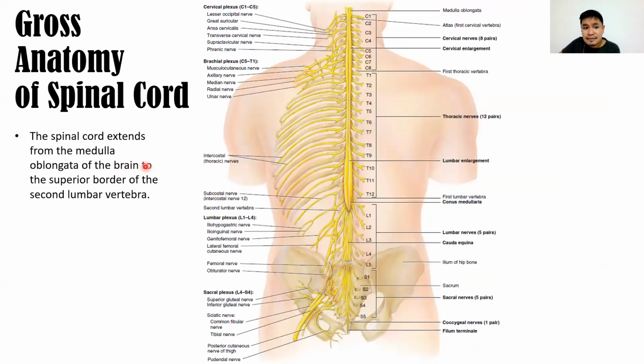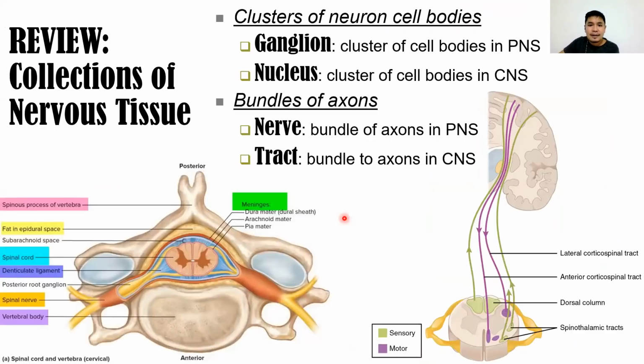The spinal cord extends from the medulla oblongata of the brain to the superior border of the second lumbar vertebra. We've discussed about this, papuntang superior border of your L2. Okay, let's try to review collections of nervous tissue again. Clusters of neuron cell bodies, we call it ganglion, like this one, when it's a cluster of cell bodies in the peripheral nervous system. However, if it's located in the brain or in the spinal cord, you call them your nucleus or nuclei, clusters of cell bodies in the central nervous system.